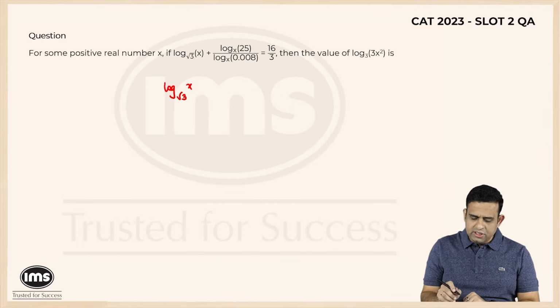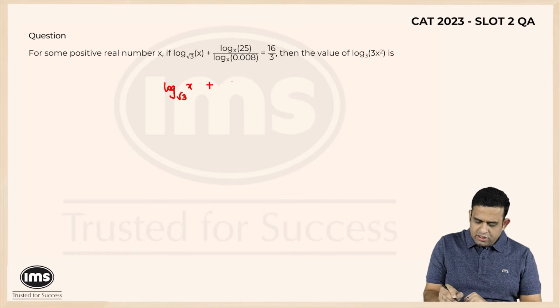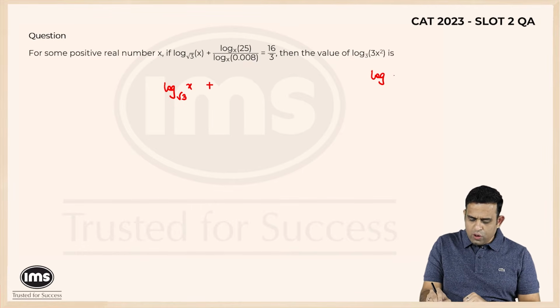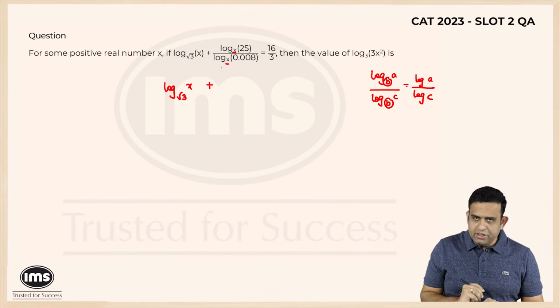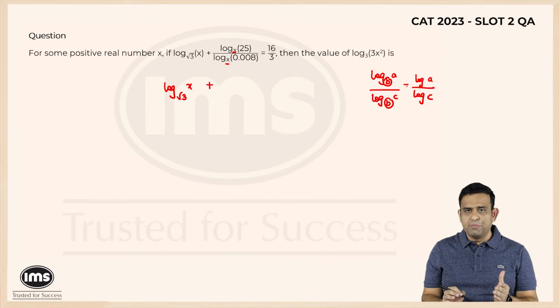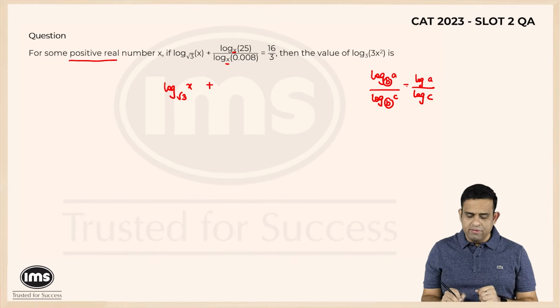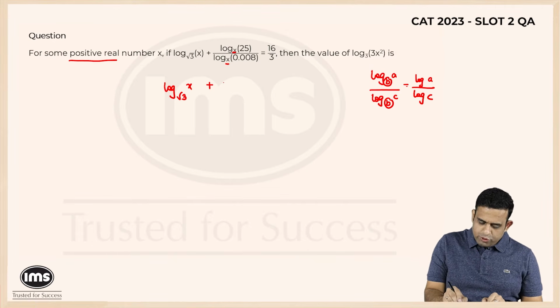I will keep it like this. Now the second term, if you look at, is again, I will use the property log of a to the base b divided by log of c to the base b. So these bases are the same, and that is why it is going to be equal to log of a upon log of c, or one can say log of a to the base c. So here, since this x is the common base and x is going to be a positive real number, because the base cannot be negative or equal to 1, this will be equal to log 25 divided by log of 0.008.